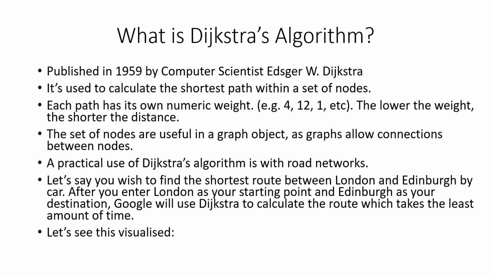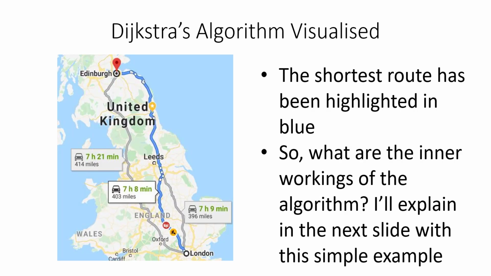Numerous routes will be shown. The route that takes the least amount of time will be highlighted in blue. Visually it looks like this. As you can see, there are 3 routes here. The shortest route has been highlighted in blue and the other routes are in grey because they take longer than the route in blue. So what are the inner workings of this algorithm?